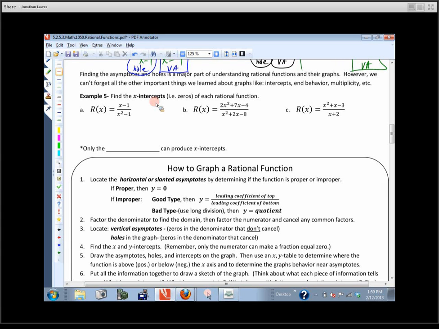You set it equal to 0. Now, y-intercepts are important. We can find y-intercepts really easily. If you plug in a 0, what do you get on the top? A negative 1. And what do you get on the bottom? Negative 1. So what's the y-intercept? It's going to cross at 1.